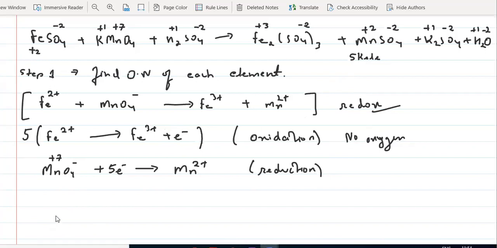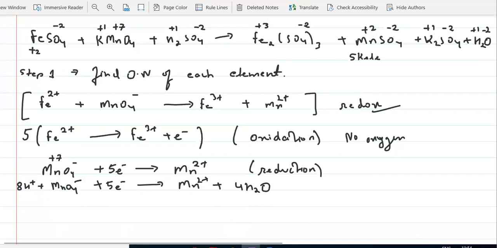So what we have studied is MnO4 minus. This oxygen is on the reactant side, so we have to balance this by adding H2O. How many H2O? 4 oxygen, so we should add 4 H2O. Now oxygen is balanced, but what about hydrogen? We have 8 hydrogen here. Since it's an acidic medium, we will just add 8H plus. As simple as that. Got it? Yes or no, guys?